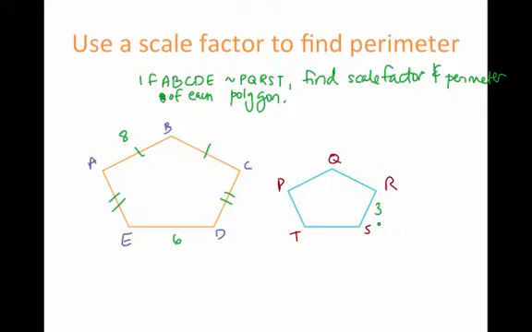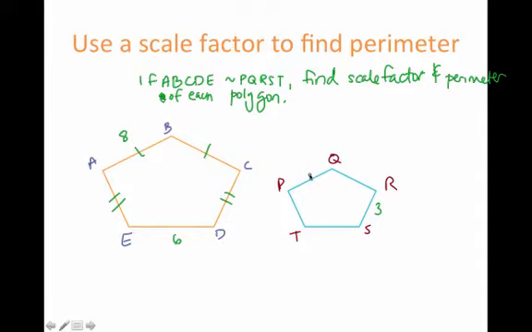Okay, so here I'm going to use a scale factor to find perimeter. So I have polygon ABCDE. It's similar to polygon PQRST. So I only know a couple of things about each polygon. I know that this side is 8, AB is 8. I know that side ED is 6. And I know that AB is congruent to BC and AE is congruent to CD.